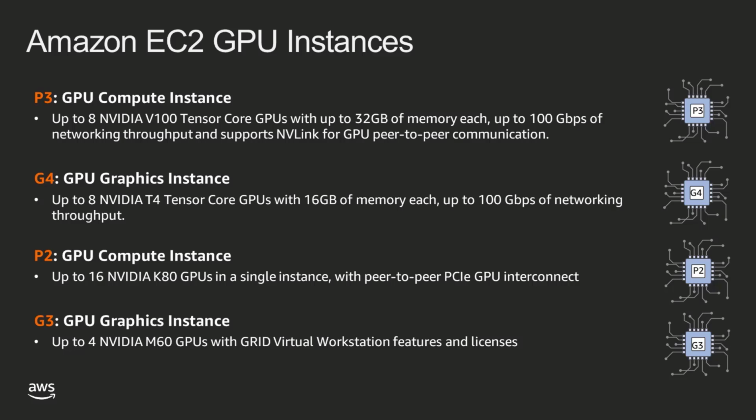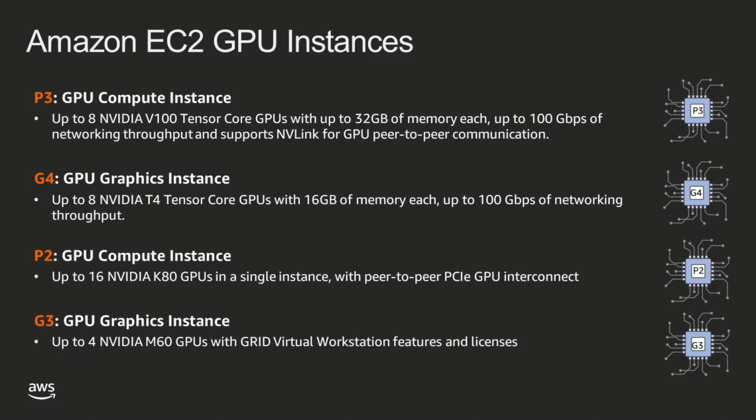The P3 instances are ideal for parallel compute intensive tasks, especially in the areas of machine learning and high performance computing. P3 offers up to 8 Nvidia V100 Tensor Core GPUs, and each GPU has up to 32 GB of high bandwidth memory. These instances offer up to 100 gigabits per second of networking throughput, and support NVLink for GPU peer-to-peer communication.